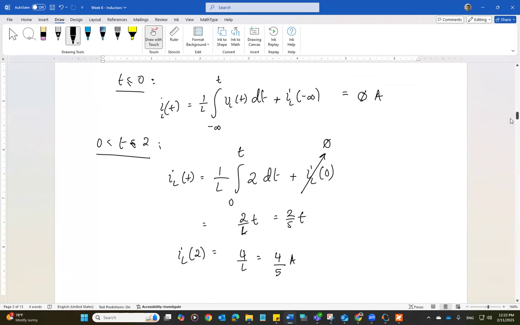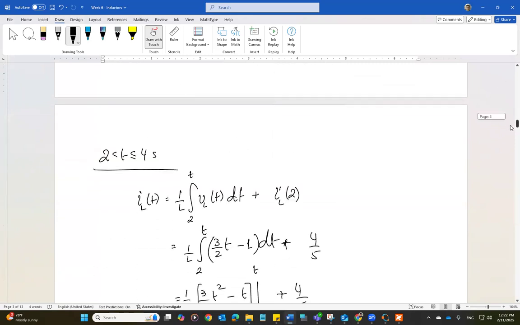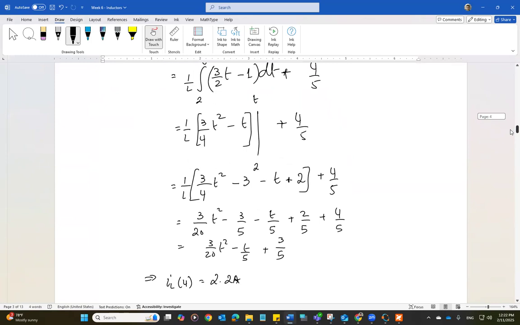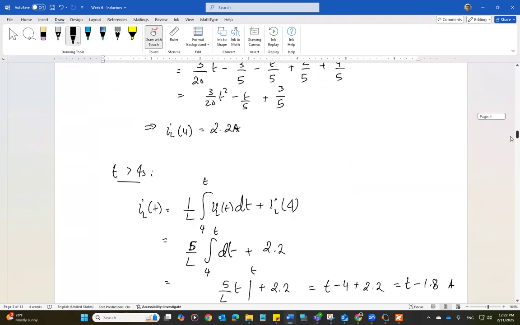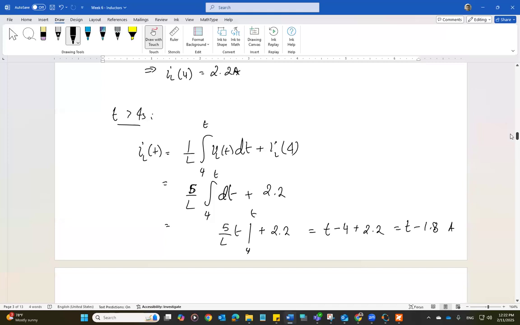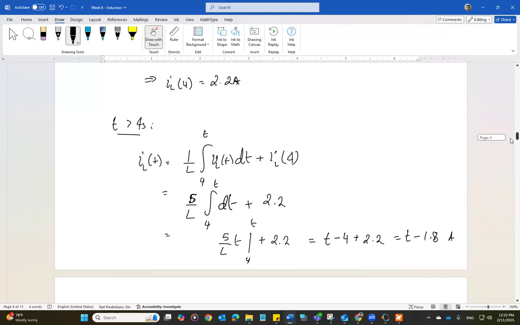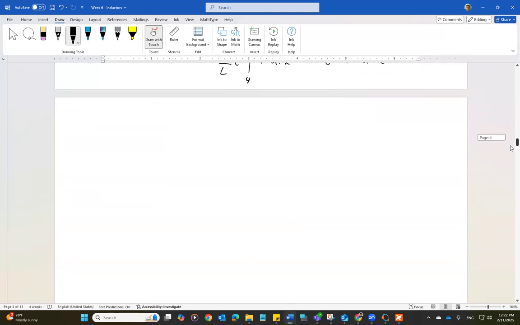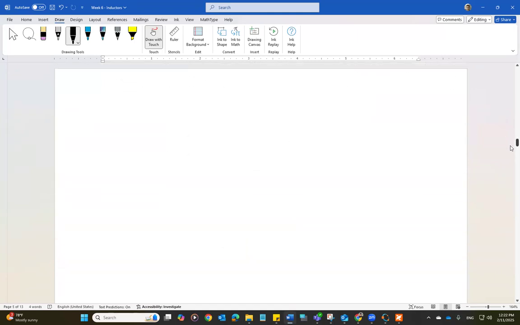And then it's going to be a line, and then it's going to be a parabola or a quadratic equation, 33 over 20 t squared minus t over 5 plus 3 over 5. And then finally, again, it's going to become a line equation t minus 1.8. So that's a calculation of current from the given voltage.